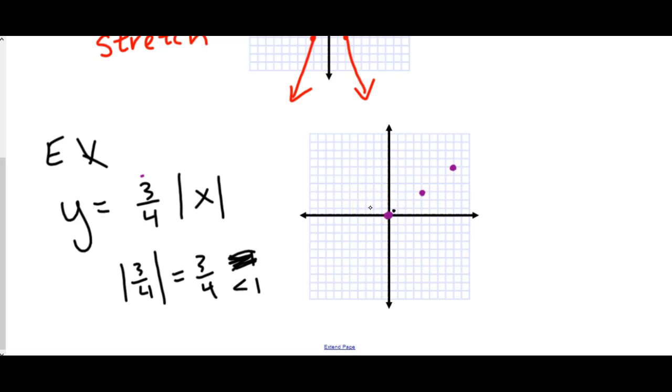But we know since this is absolute value, we have these bars here, meaning absolute value, that we have to repeat this. Up 1, 2, 3, left 1, 2, 3, 4. And that gives us our graph.